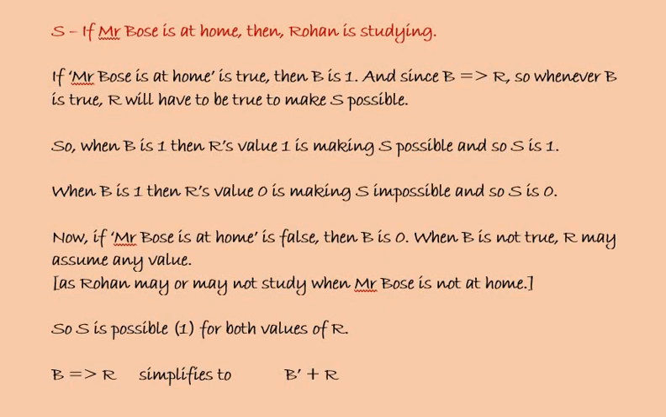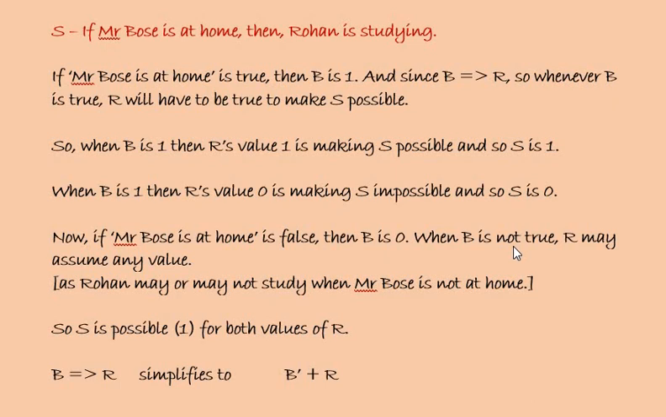But in case Mr. Bose is not at home, that means B is 0. That means Mr. Bose is not at home, then no one is stopping Rohan from studying. So Rohan may study, may not study. That means R has the freedom to choose any value, or R is okay with both 0 and 1.